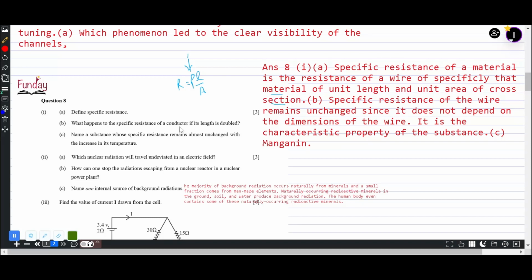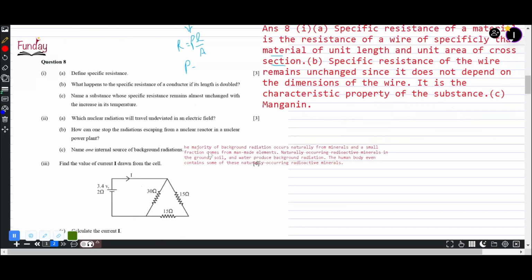Is that clear? What happens to specific resistance of a conductor if its length is doubled? Nothing happens to the specific resistance of a conductor. The resistance doubles, because specific resistance is a constant. That has nothing to do with the length or the cross sectional area. That is a property of the material. Next question.